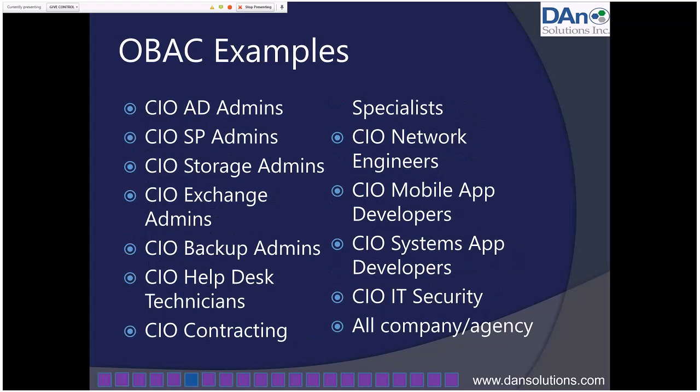Organizationally based access control examples. So these are like the smaller teams inside of a CIO's office. Your Active Directory admins, your SharePoint admins, storage admin team, those teams that are there, you can put those people in them. Your help desk folks, et cetera, right? And then the all company, all agency.